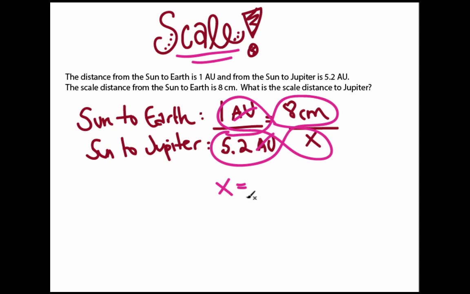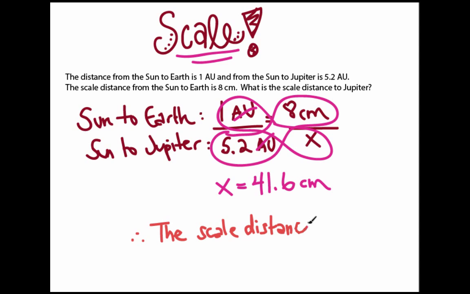Once you plug that into your calculator, you will get 41.6. And the units there is centimeters. And now the last thing that you have to do is just write your final sentence. Therefore, the scale distance is 41.6 centimeters.